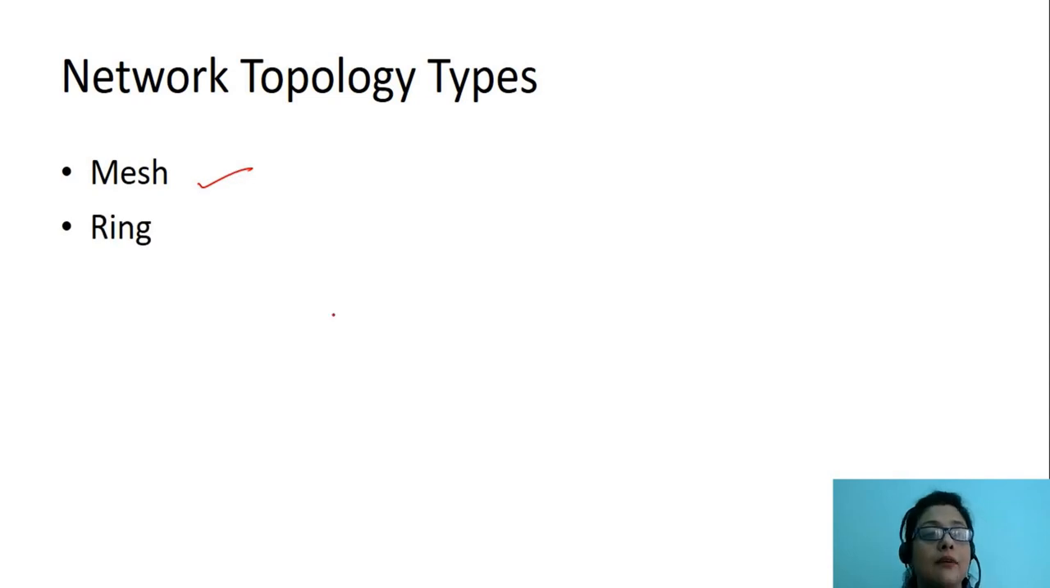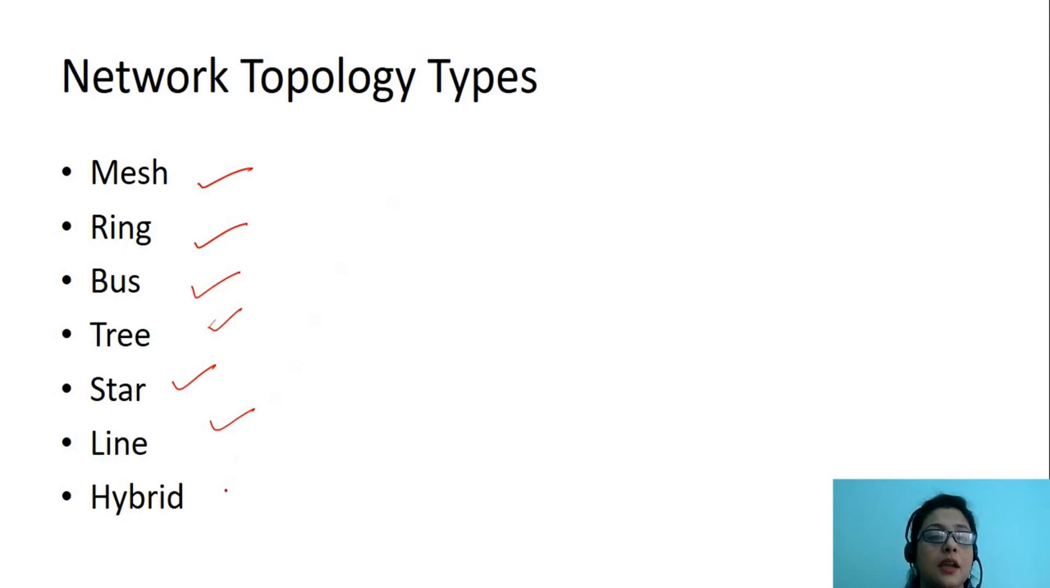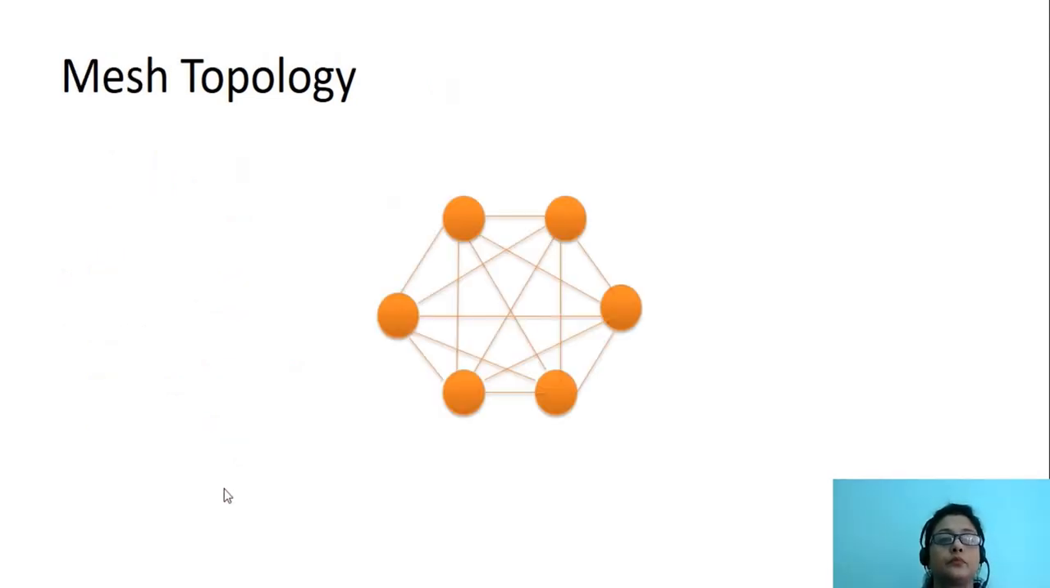What are the network topology types? We have mesh topology, then we have ring topology. After that, we will learn about bus topology, then tree topology. After that, star topology, line topology, and hybrid topology. Let's learn them one by one. Now, what is a mesh topology?